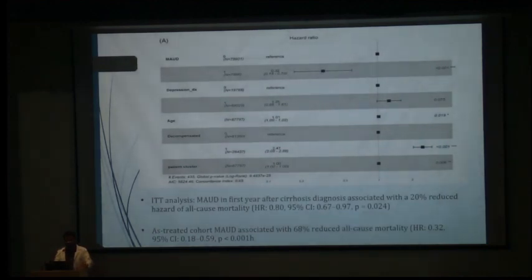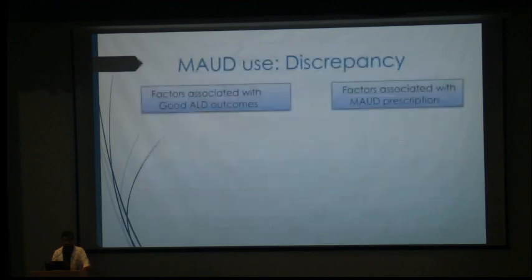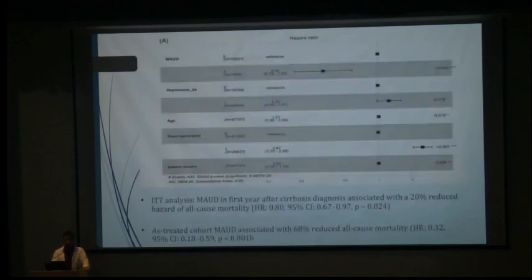So when they did an intention to treat analysis on this cohort of 7 years, this was by the SIRAL group, what they found was that in the first year after diagnosis of cirrhosis, there was a 20% reduced hazard of all-cause mortality. In fact, when they did a per protocol or as treated analysis, they found that up to 68% all-cause mortality, that is up to two-thirds of mortality, was reduced in people who received any medication for alcohol use disorder.